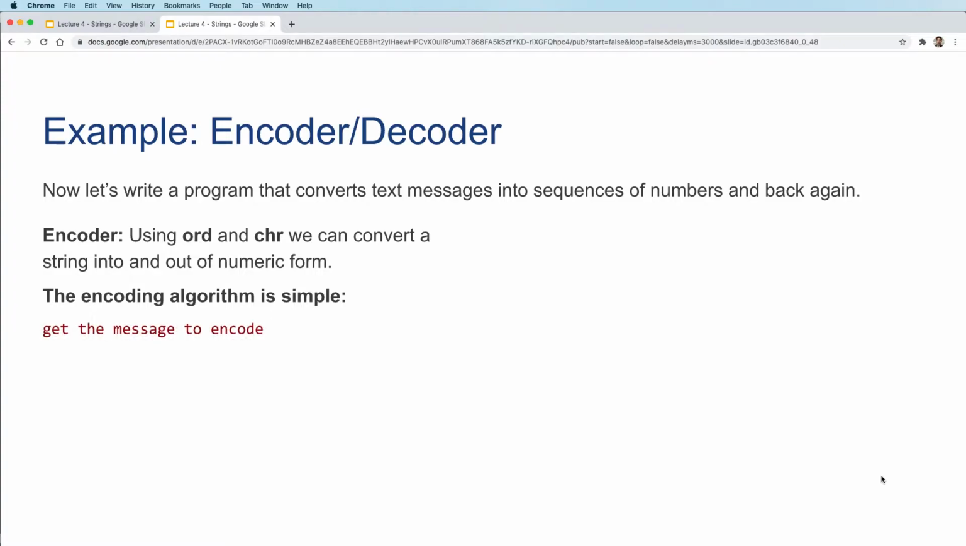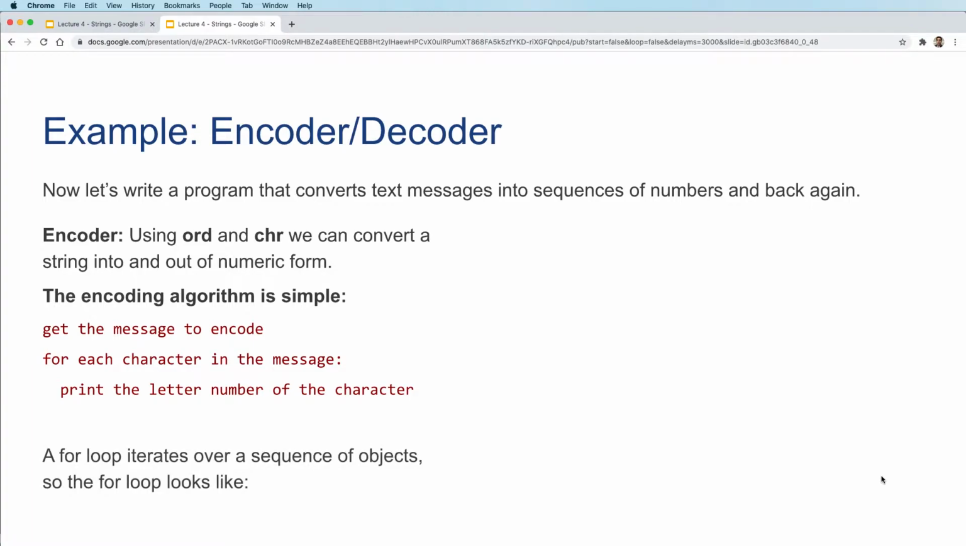First, we're going to get the message from the user, and then we're going to create a for loop to loop for each character in the message. And then for each character, we can convert it to the number and print. And we learned that a for loop iterates over a sequence of objects, so the for loop may just look like this. So let's go ahead and write an encoder program first.